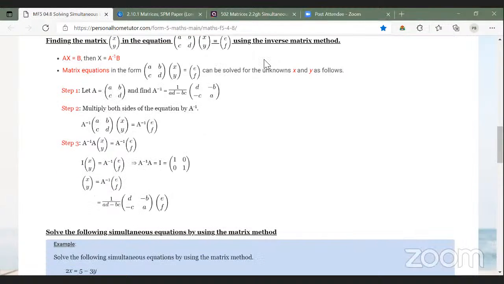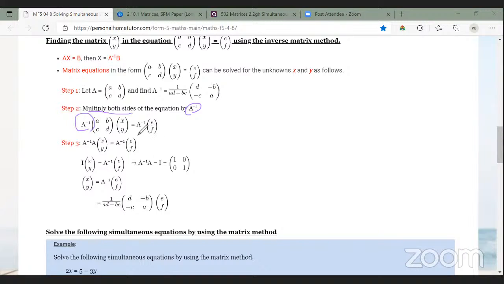Okay, so as you can see here, we have to multiply both sides of the equation by the inverse of matrix A. So this is the matrix A, and we multiply with the inverse. And here we have the inverse as well. So because this is the inverse, we just substitute this part in. So you can see here.